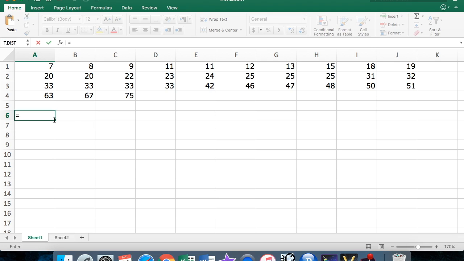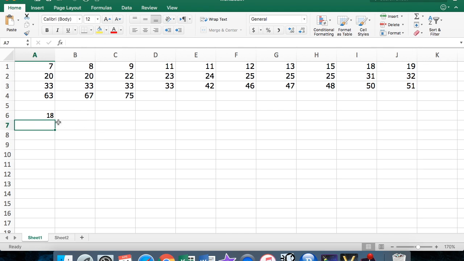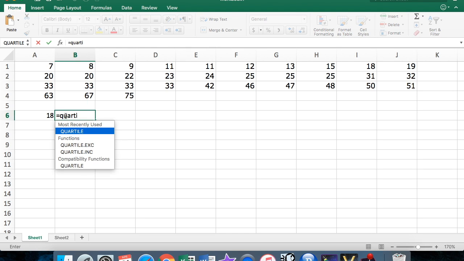So the way you look for quartiles, remember, is equals quartile. Now don't do dot exclusive, dot inclusive, just do quartile. It's the easiest one. Then select all of your data. This is kind of annoying. I hope it doesn't count these as zeros, but let's see. I want the first one, so I put 1 there for the first quartile. So the first one they say is 18. So let me just make sure that it doesn't count those blank spaces. I don't think it will, but just in case.